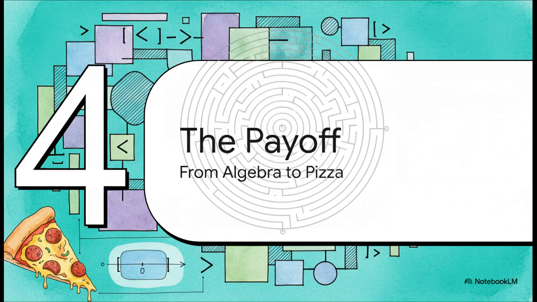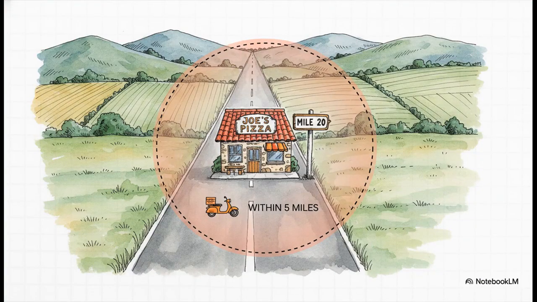All right, so we've got the rule, we've got the exception, but I know what you might be thinking. When am I ever going to use this stuff? Well, this whole idea of a trap or a zone is actually super useful in the real world. Let's look at a classic example involving pizza. So just picture this. There's a pizza shop on a long straight road, and it's right at mile marker 20. Now, they have a simple delivery rule. They only deliver to houses that are within 5 miles of the shop. That little phrase, within 5 miles, is our big clue.